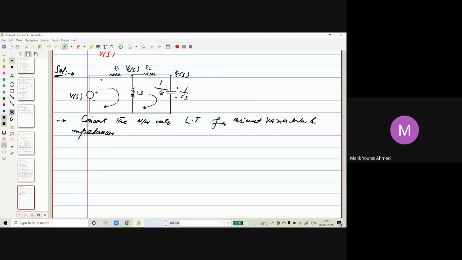Okay, now applying KCL at node VL. So this is node VL. So this is the node VL minus V of S.